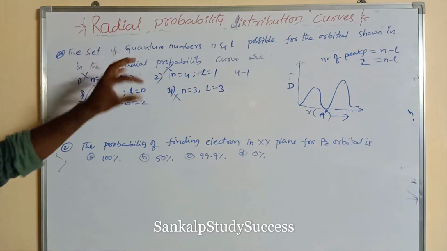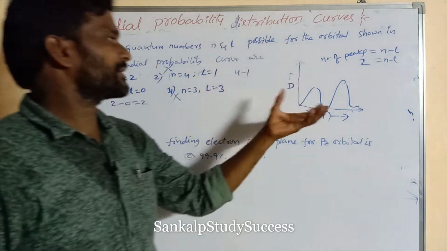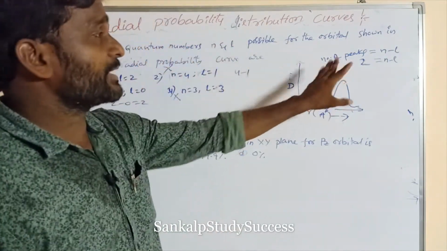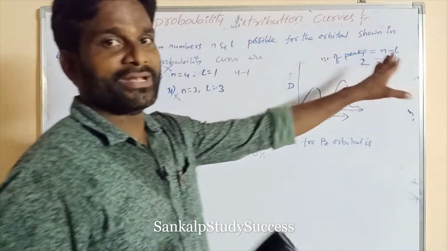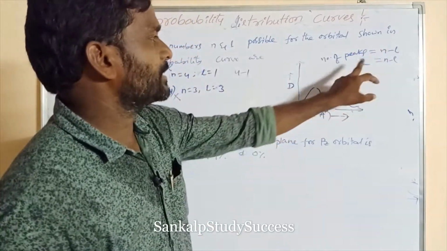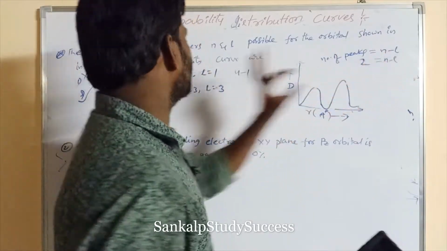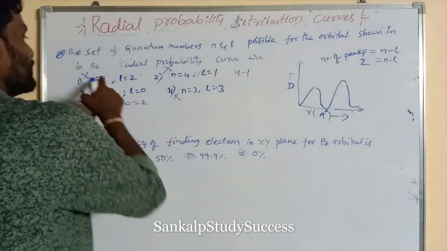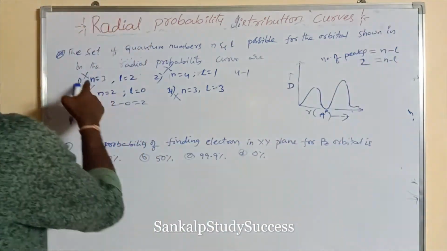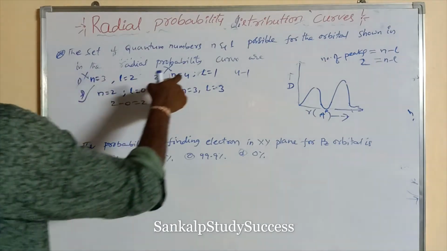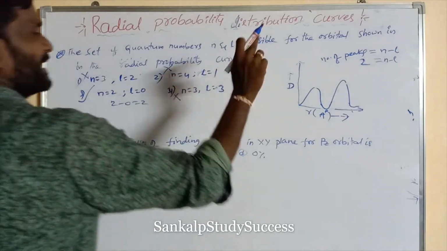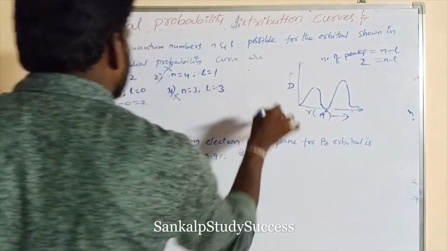Here sets of quantum numbers are given for a radial distribution curve. We know that in a radial distribution curve, the number of peaks is equal to n minus L. Here there are 2 peaks, so the difference between the principal quantum number and the azimuthal quantum number must be 2. Difference 1 is wrong. 4 minus 1 is 3, also wrong. 2 minus 0 is 2, that is right. 3 minus 3 is 0, that is wrong.